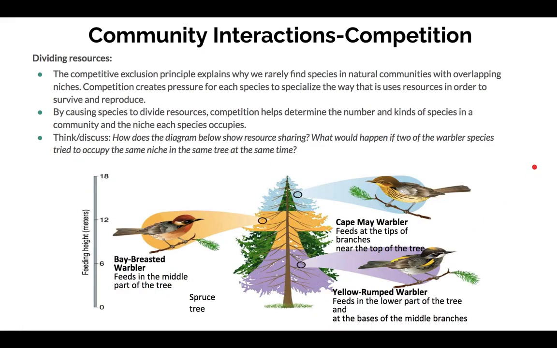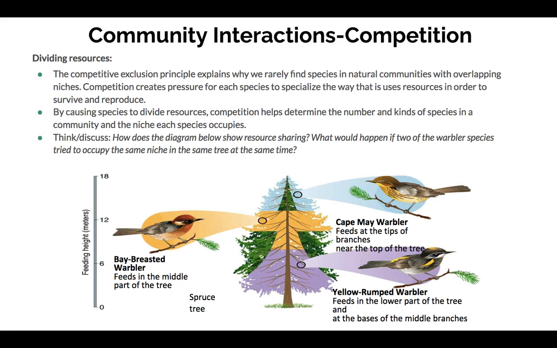For dividing resources, the exclusion principle explains why we rarely find species in natural communities with overlapping niches. So competition creates pressure for each of the species to specialize the way they want to use those resources. And by causing species to divide resources, competition is going to help determine the number and what kinds of species in a community and the niche each species occupies.